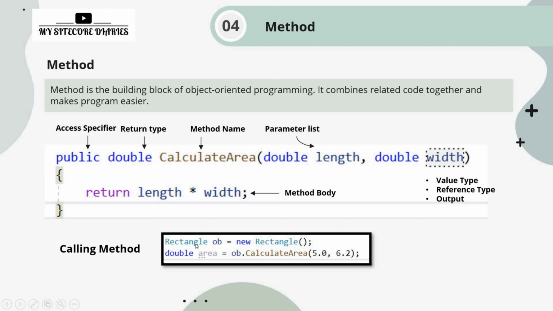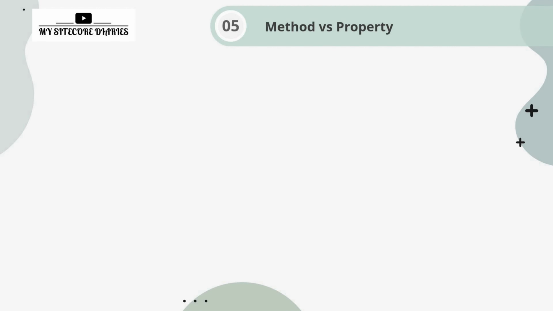If you see here, we are creating the rectangle object of a Rectangle class, and then calling object dot calculate area. As it is public, you can access it anywhere, and then you are passing the values length and width. Okay, so this is how methods are used.